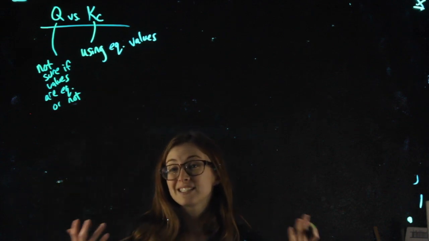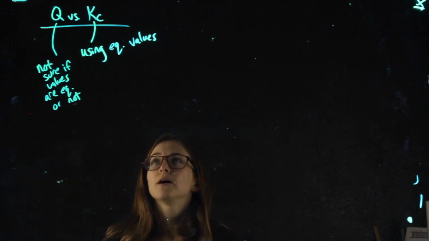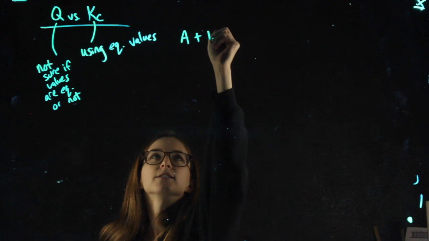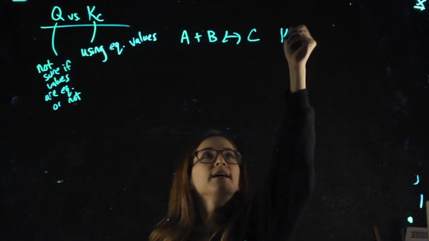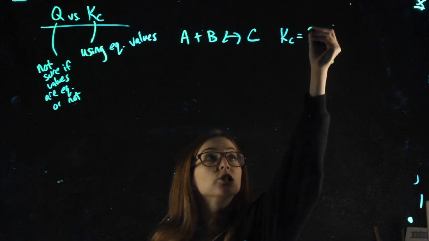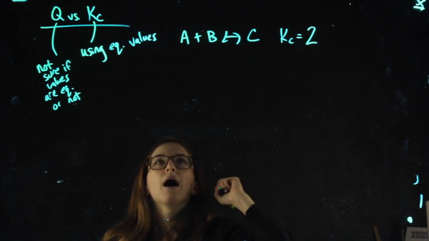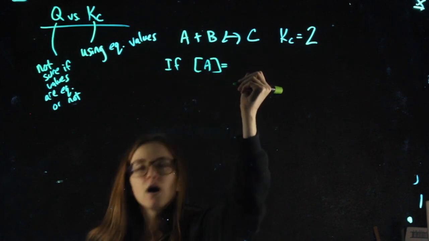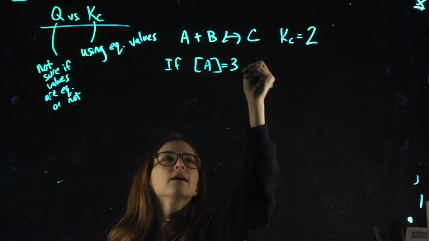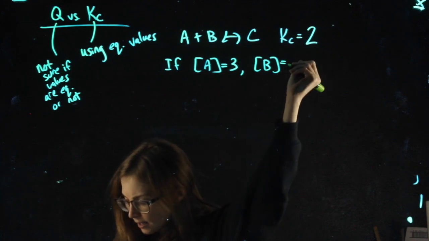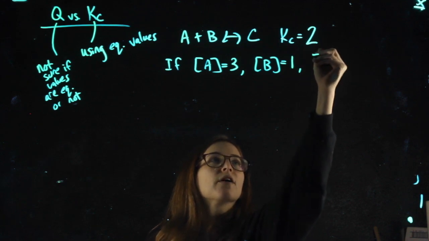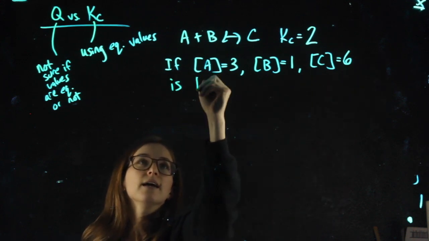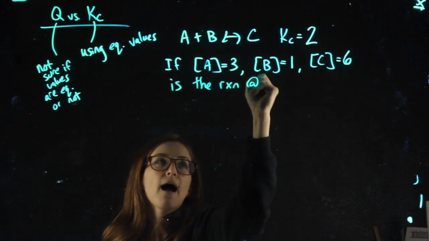We have these values and we want to test, are we at equilibrium? Let's say I had a reaction like, really basic, A plus B goes to C, and I know that the K value for this reaction is 2. If I say the concentration of A is 3, the concentration of B is 1, and the concentration of C is 6, is the reaction at equilibrium?